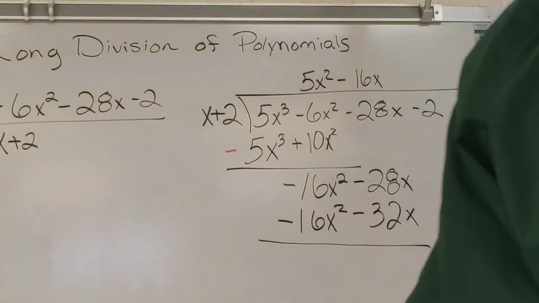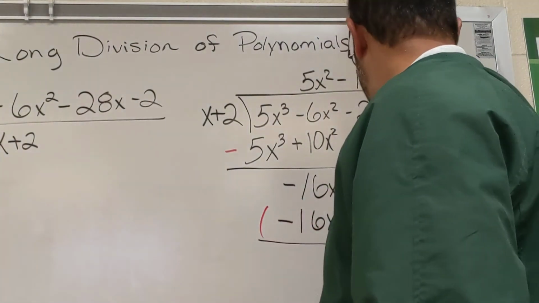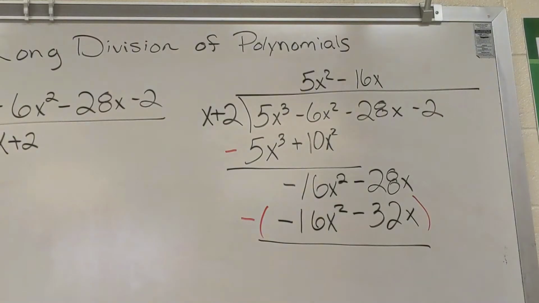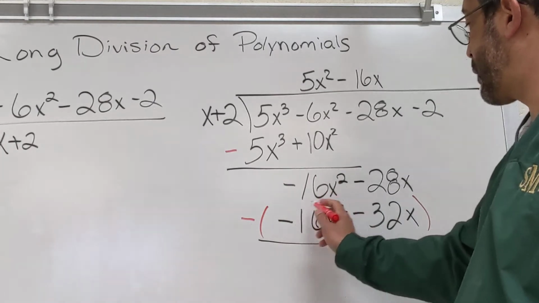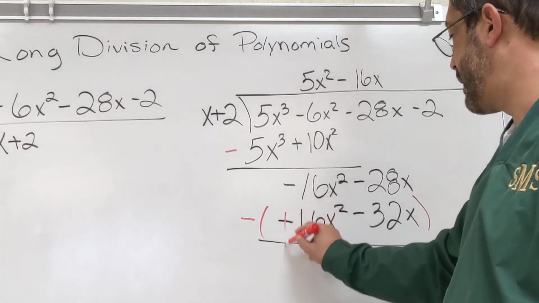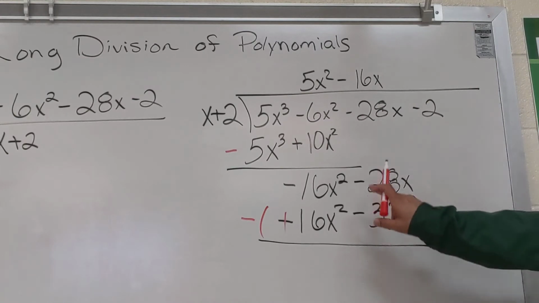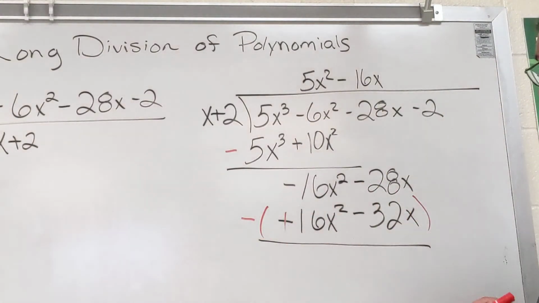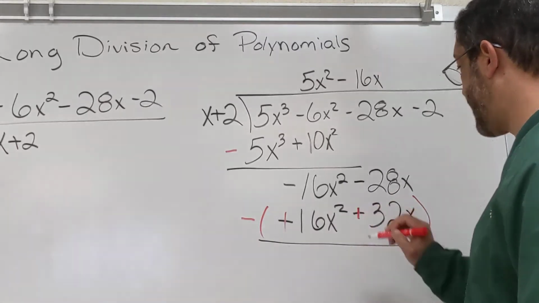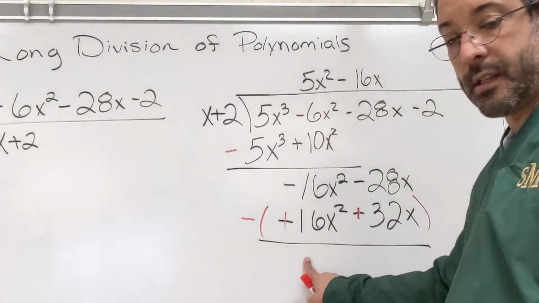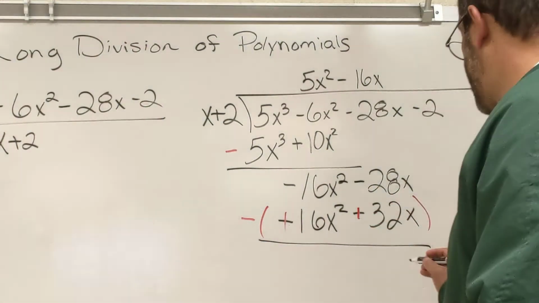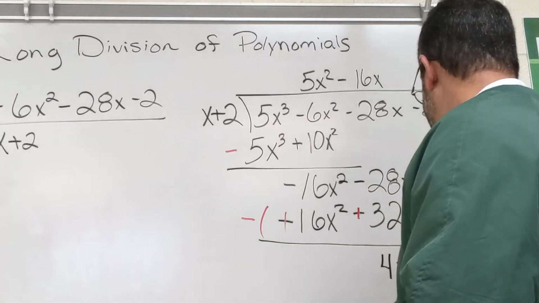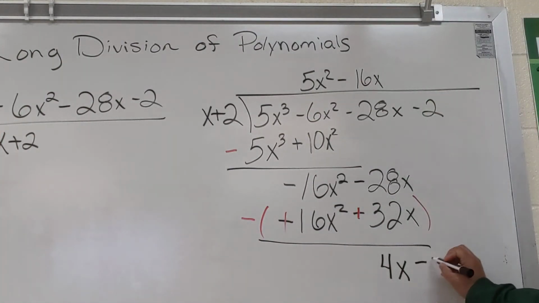All right, so here's what happens. Remember, I'm doing subtraction. So negative 16x squared minus a negative 16x squared, two negatives make a positive. Okay? Negative 28x minus a negative 32x, two negatives make a positive. So these cancel out, and I'm left with 0. I have negative 28 plus 32x, which leaves me with 4x, and then I bring down my negative 2.